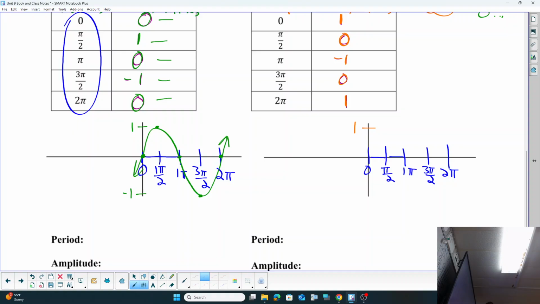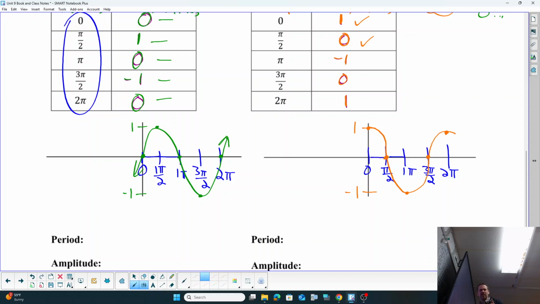So then we have 1, we have negative 1 for cosine. So cosine goes 1, into 0 at pi over 2. At pi, it's down here at negative 1. Then 3 pi over 2. And then back to 2 pi. So try to make it curvy. There you go. Make it curvy.